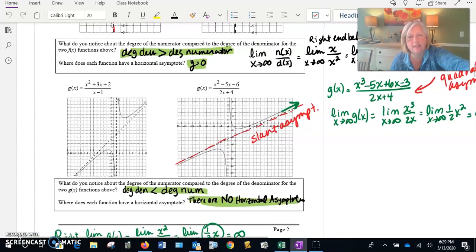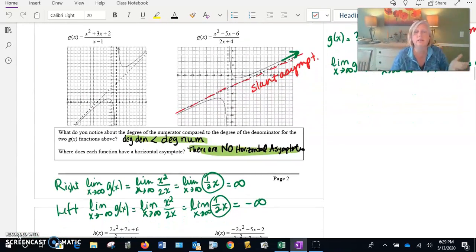So the main idea here is that when the degree of the denominator is smaller than the degree of the numerator, if they're asking you for a horizontal asymptote, you should simply say it doesn't have one. We'll talk in more detail about what to do if it doesn't have one.